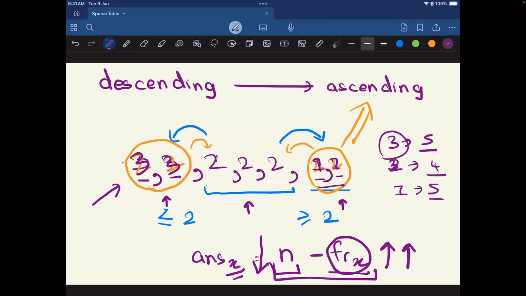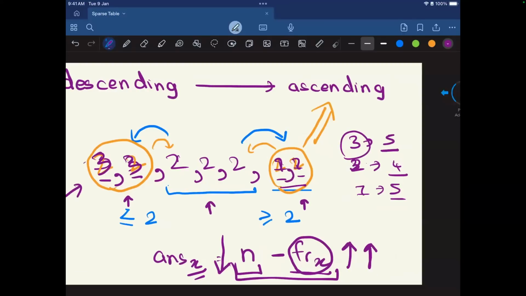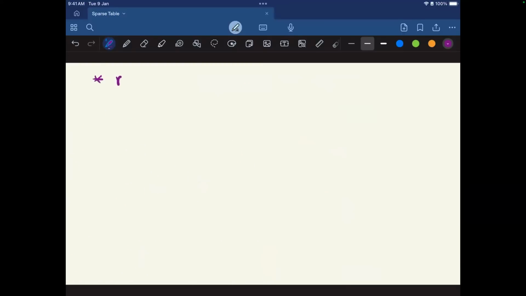What I'm trying to say is our answer, if we want to change all elements equal to x, is n minus the frequency of x. So we want the frequency to be as high as possible. So we'll pick the element with the highest frequency, and our answer is going to be n minus frequency of the most occurring element. Is this clear for everyone? So let me just reiterate. We just find max frequency, and our answer is going to be nothing but n minus max frequency of an element.